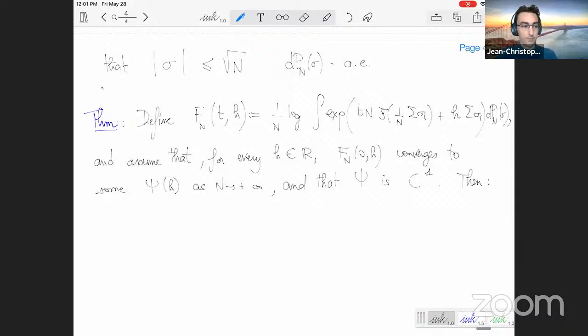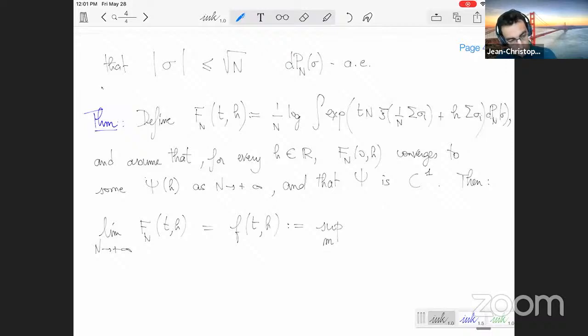this more general model. So then the limit when n goes to infinity of fn of t, h is equal to, so I'm going to again denote it f of t comma h, which by definition is the supremum over m of t psi of m plus hm minus psi star of m. Okay, so for the standard Curie-Weiss, psi is the square function. That's the formula we got.